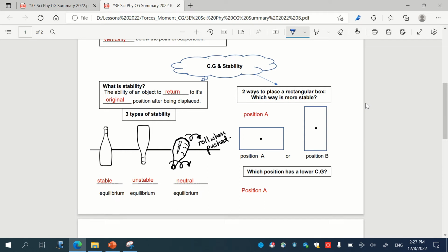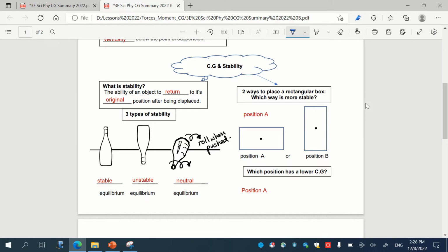Hi 3E, allow me to make this video clip to continue where I left off in the classroom about center of gravity. I know there's still a little bit left. I would like to finish it up with this video clip so that you can refer to it at your own time and complete it in your summary notes.